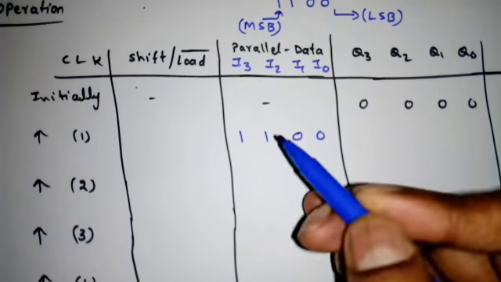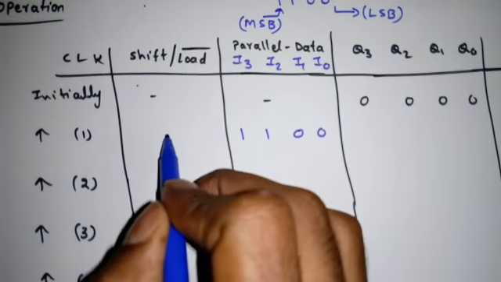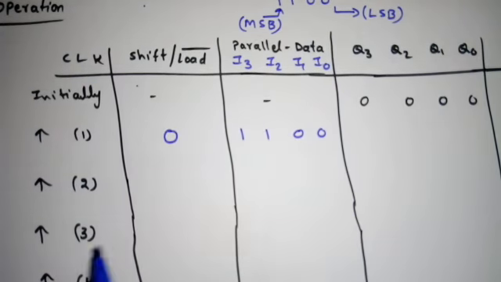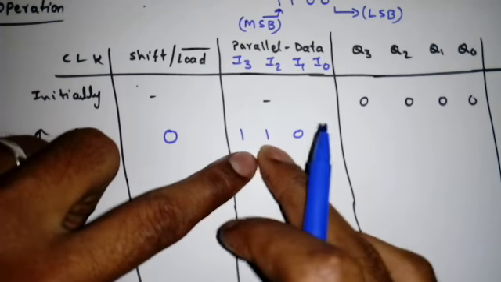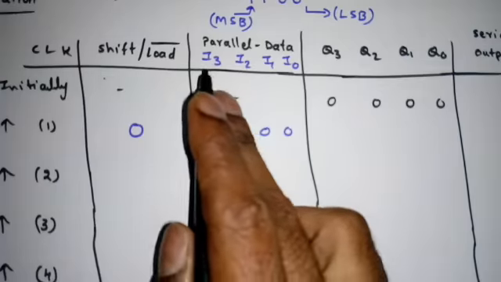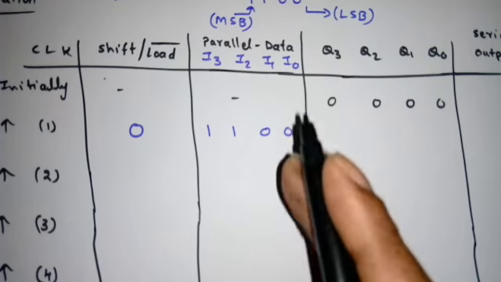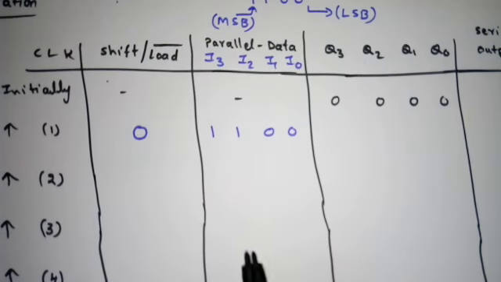Now we have to give the control input. So we are loading the input, so the shift or load bar should be 0. So when shift or load bar is equal to 0 and we apply the data as 1100 to the inputs I3, I2, I1, I0, then what will happen? That we will see in the circuit.